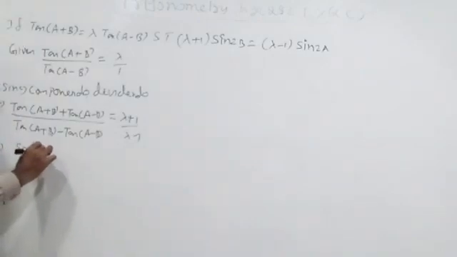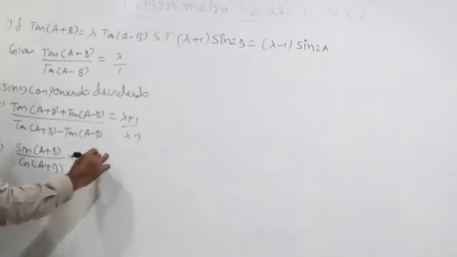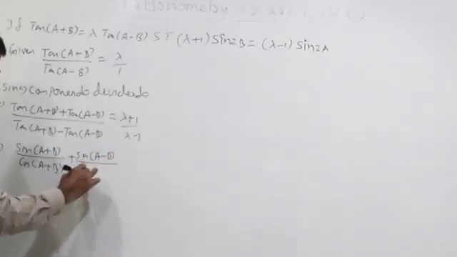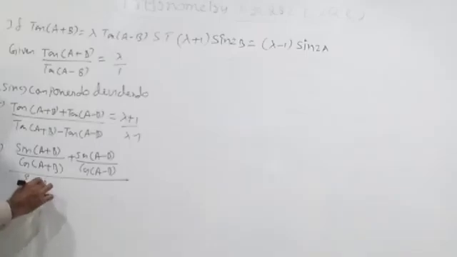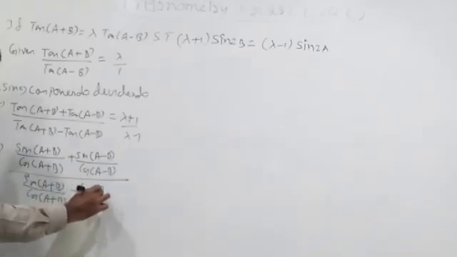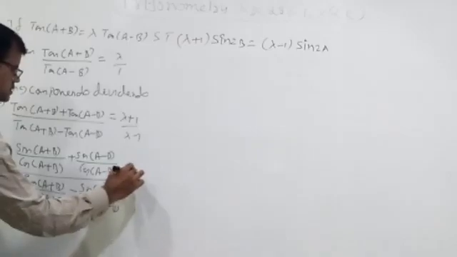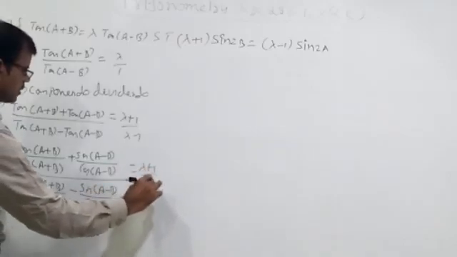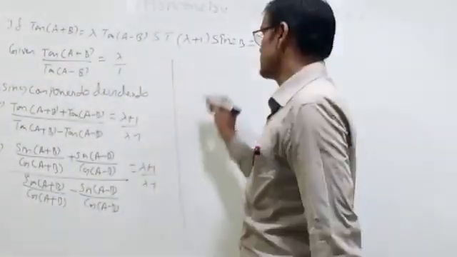For every value, write the forms in terms of sine by cos. So take tan of (a plus b) as sine of (a plus b) by cos of (a plus b), plus sin of (a minus b) by cos of (a minus b), whole by sin of (a plus b) by cos of (a plus b) minus sin of (a minus b) by cos of (a minus b), is equal to (lambda plus 1) by (lambda minus 1). For numerator and denominator, take the LCM in the proper way.